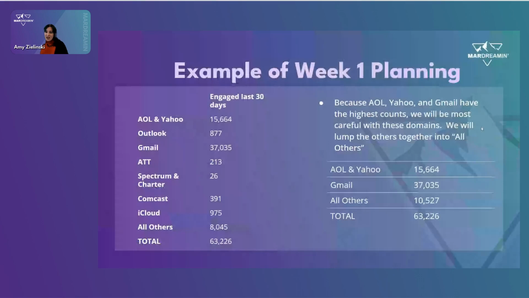All right, now we're going to talk about how to bring it all together. And these, again, are just for your reference. You can come back and look at these slides later. This is an example of my week one planning. So I had counts of who was engaged in the last 30 days for all the major ESPs that I cared about for this specific client. Because AOL, Yahoo, and Gmail have the most, we are going to be careful with these domains. We're going to split these out and treat them individually. For any other domain, like Comcast there has 391, we're just going to loop those into all others and not try to segment too specifically and send to just those 391 Comcast people.